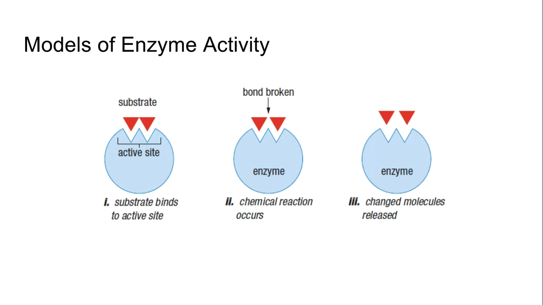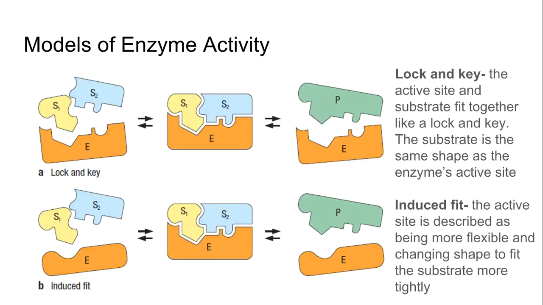So here we have a model of the enzyme activity process. We can see that the substrate is two triangles joined together. It binds to the active site of the enzyme. Once it's bound there, the chemical reaction is able to occur, and in this case, it's the breaking of the bond between the two triangle elements. Then we see that the enzyme releases the substrates, which have now formed products, and the enzyme is able to go and catalyze a new reaction.